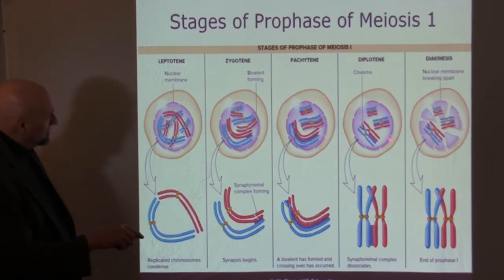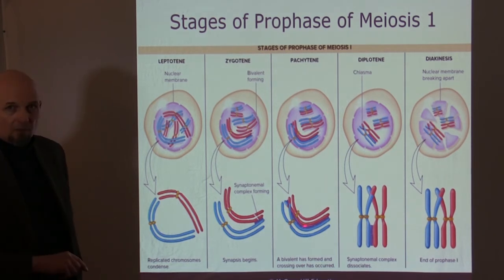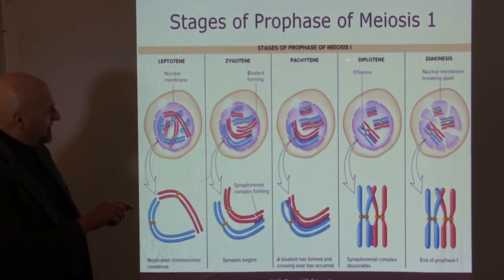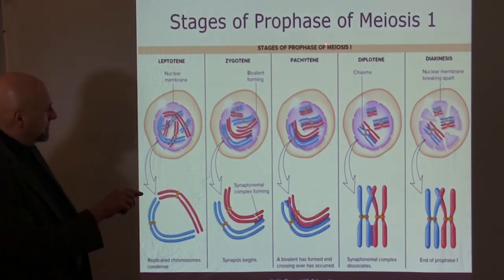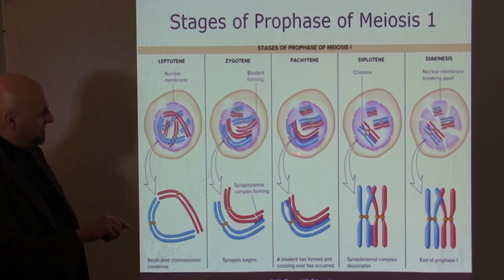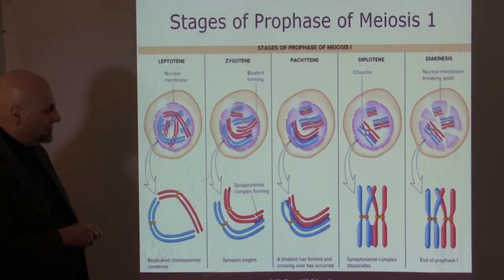So these are the stages, and what we'll see happening at this particular stage in humans is that the egg is kind of locked at this point until it's released once a month, during the menstrual cycle. So it's locked at this particular point, and then it's released from that, and it's going to continue with the prophase and finish it off.